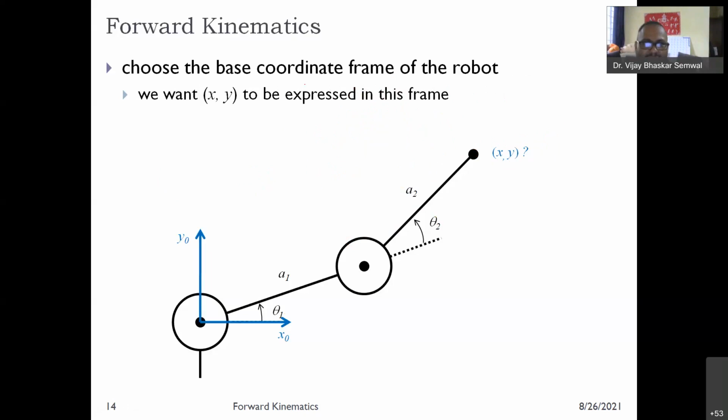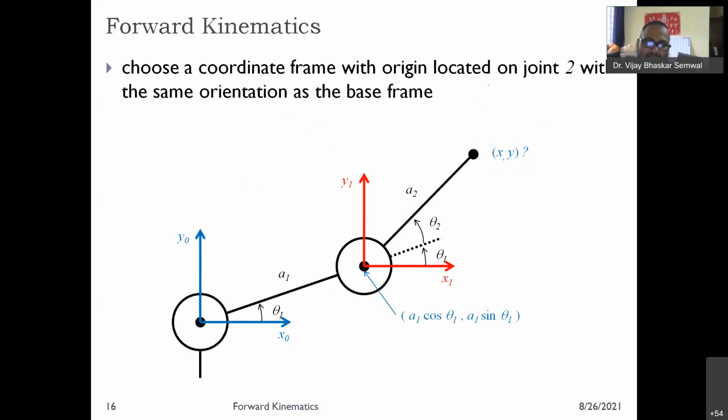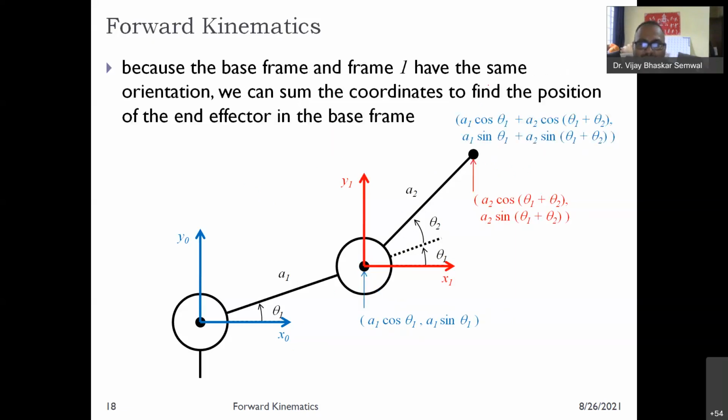So easily you can see that we choose the base coordinate frame of the robot. I have selected x0, y0. We want to express this x, y. What is this x, y value? This is a1 cos theta 1 plus a2 cos theta 1 plus theta 2. You can see here, this is a1 cos theta 1, a1 sin theta 1, then another frame x1, y1, then another frame a2 cos theta 1 plus theta 2, and this one. So finally the position of x is a1 cos theta 1 plus a2 cos(theta 1 plus theta 2), and y is a1 sin theta 1 plus a2 sin(theta 1 plus theta 2). In forward kinematics, I'm given theta 1, theta 2, a1, a2, so you can easily calculate x, y.